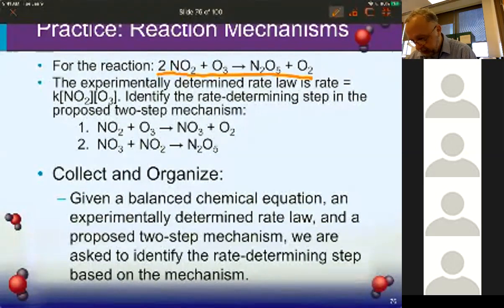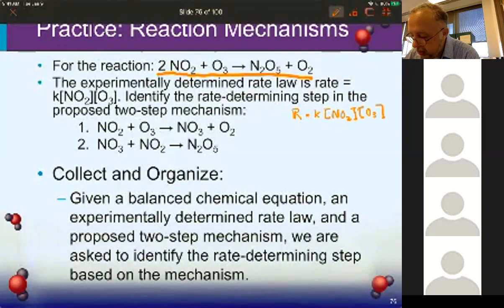Radicals are compounds that have unpaired electrons and therefore are very reactive. Okay. They say that they have determined the rate law to be this. So the rate law for this is going to be, let me write it again here, because it's kind of lost there, right? It is k times the concentration of NO2 times the concentration of ozone. So this is not bad.